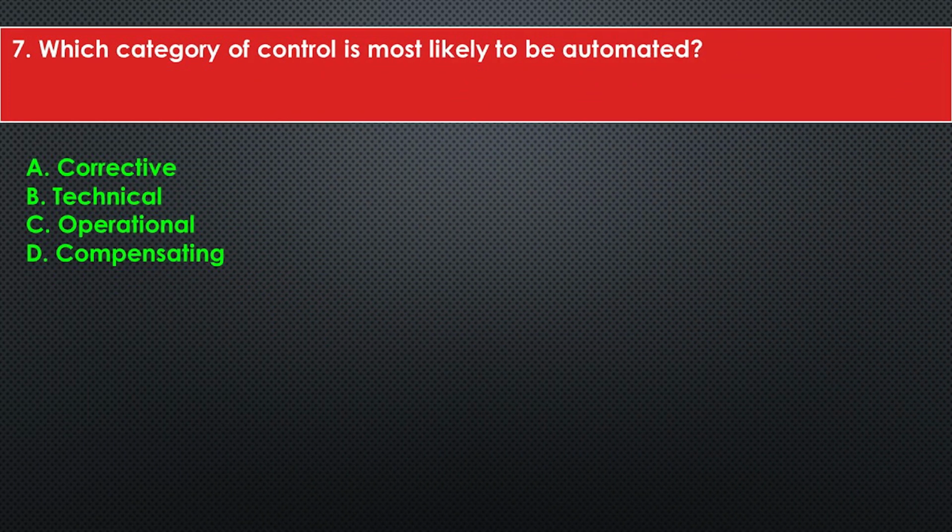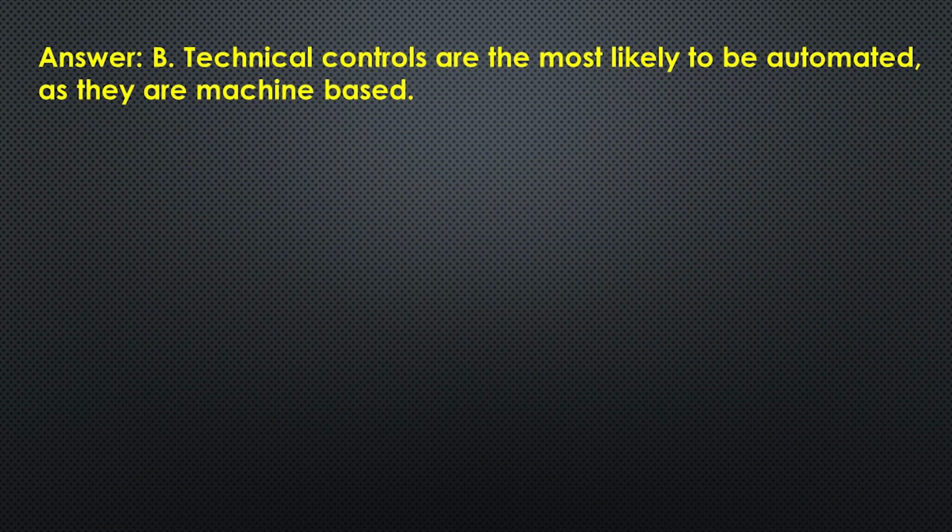7. Which category of control is most likely to be automated? A. Corrective. B. Technical. C. Operational. D. Compensating. Answer: B. Technical controls are the most likely to be automated, as they are machine-based.